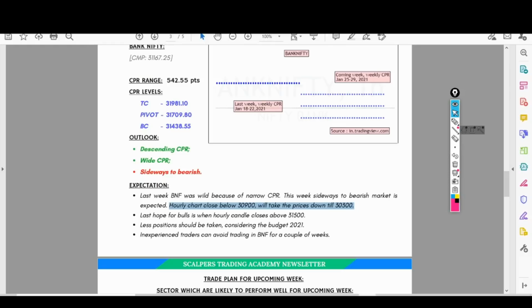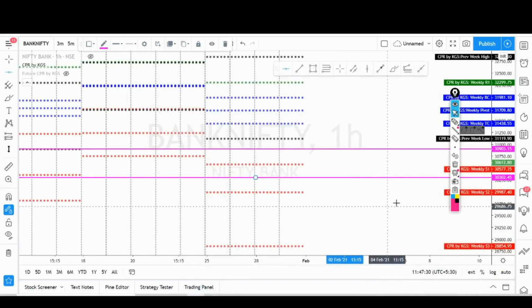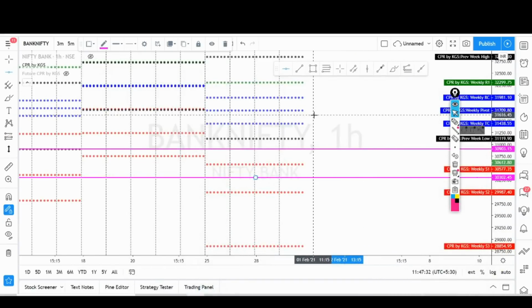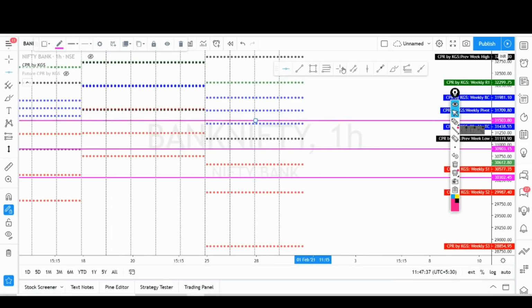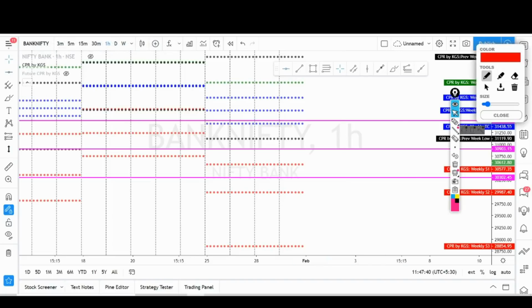And the last hope for the bulls is when the hourly candle closes above 31,500. So let me draw a line at 31,500 as well. Okay, so this is a rough level of 31,500. So what I have said in Bank Nifty is, if 1 hour candle closes above this level, market is bullish. And if 1 hour candle closes below this level, then market is going to be bearish. If market closes below 3900, then the market may go up to 3300 for sure.